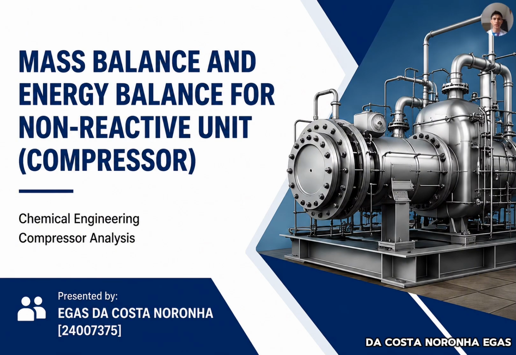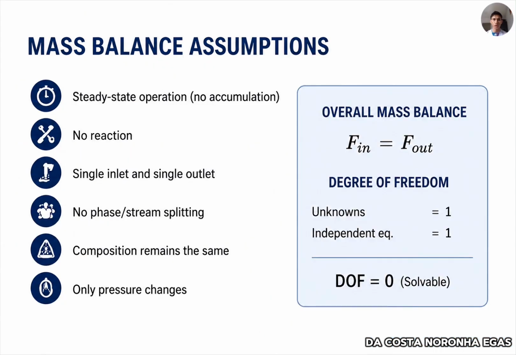Now I will be presenting the mass balance and energy balance for the non-reactive unit, which is a compressor. Before performing the calculations, we make several assumptions. First, the compressor operates at a steady state, meaning there is no accumulation of mass inside the compressor. Second, no chemical reaction occurs, so the composition of the gas remains unchanged. Third, there is only one inlet and one outlet, with no stream splitting or mixing. We also assume that only pressure changes while the gas composition remains constant. Because the number of unknowns equals the number of independent equations, the degree of freedom is zero, which means the system is solvable.